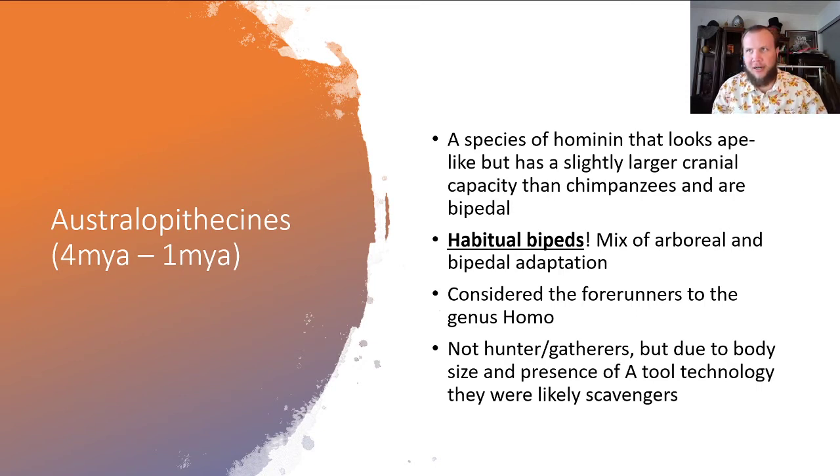So these are considered the first official ancestors to humans, right? We talked about some possibilities that pre-exist this, but these are the first we could point to and say, okay, here's the first proto-humans, okay? So they weren't hunter-gatherers, but we can see, because of their body size and because they don't have as much tool technology as other species, they were likely scavengers, okay? So we don't think that they were actually hunting.